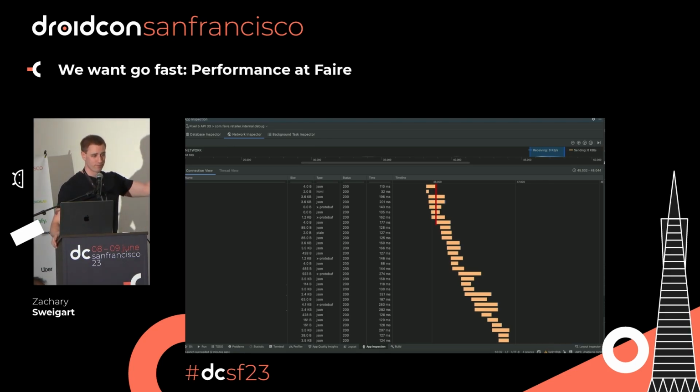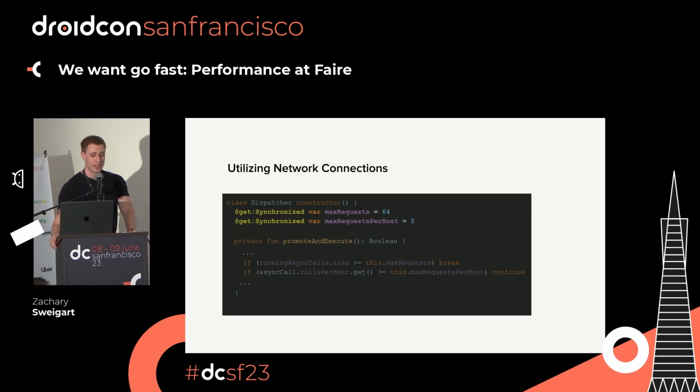Going back to this screenshot from our brand detail screen, you can see this red line connects the first network request to one further down, and the one further down doesn't start until the one at the top finishes. Along that line, there are about 5 network requests happening in parallel. We use OkHttp for our network layer, and if you dig into the OkHttp dispatcher, you'll find these 2 variables: max requests and max requests per host.